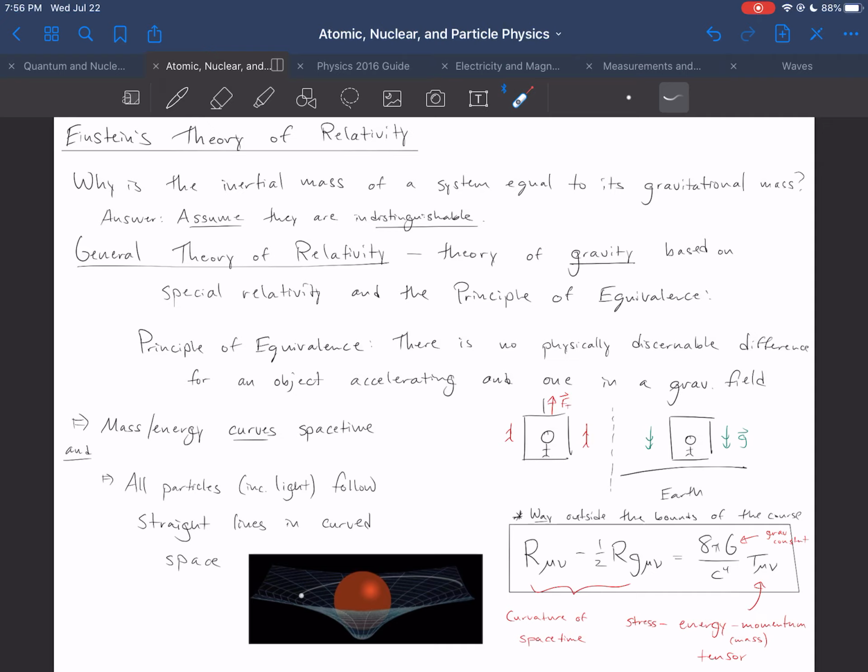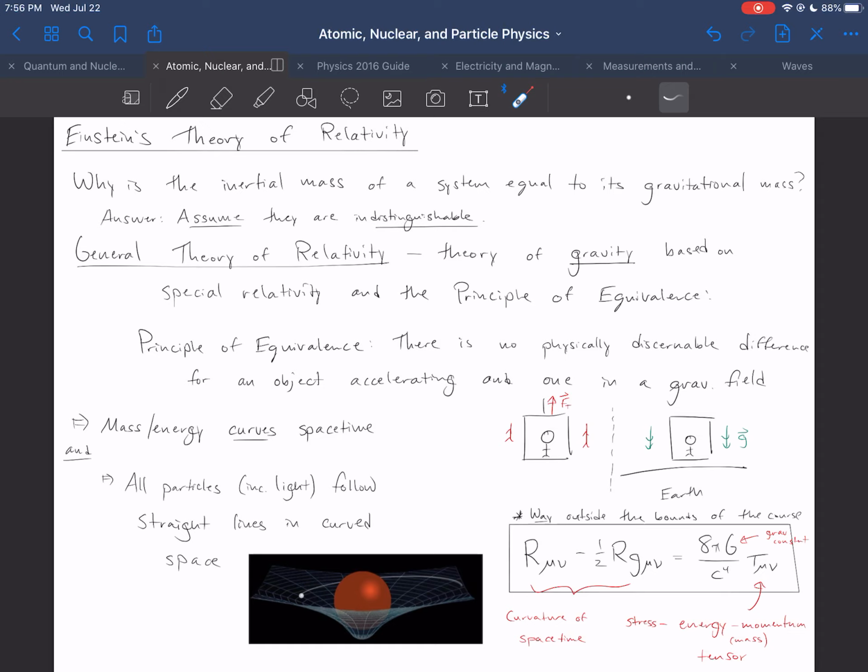anything accelerating. But the incredible insight that Einstein had in moving to the general theory of relativity, which ultimately is a theory of gravity, is that it can treat this relationship between the inertial mass and the gravitational mass as being equal, as effectively a postulate, and then see where it goes.